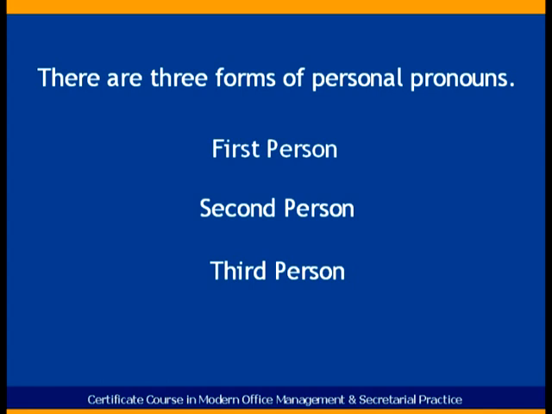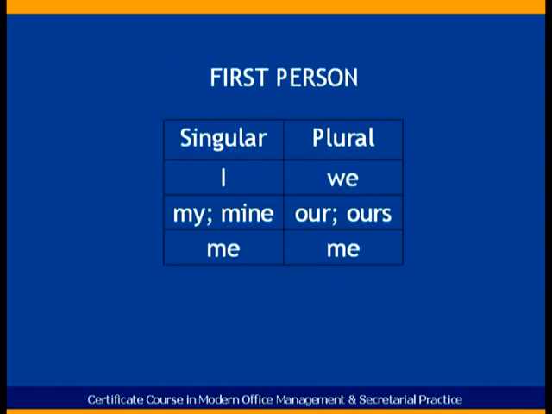There are three forms of personal pronouns. First person, second person, third person. The personal pronouns used in the first person form are I, we, my, mine, our, ours, me, us.